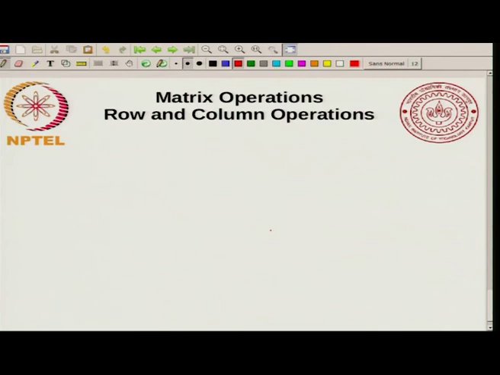The next matrix operation that I want to talk about is that of row and column operations. Suppose you have a matrix A. I'll just take a simple matrix A with entries A11, A12, up to A1n, then A21, A22, up to A2n, and so on down to AN1, AN2, up to ANN. I can do this for square or rectangular matrices.